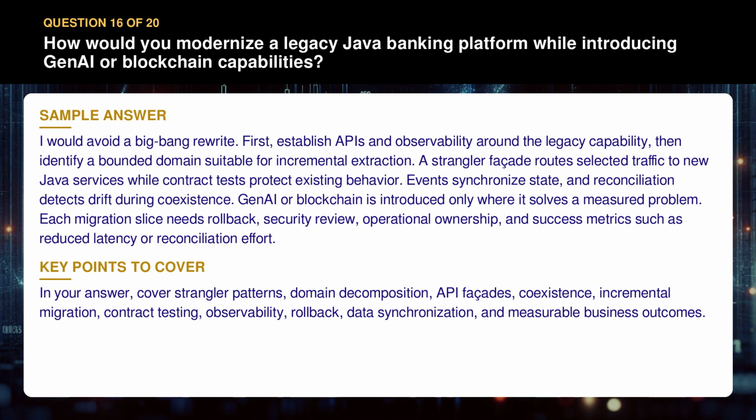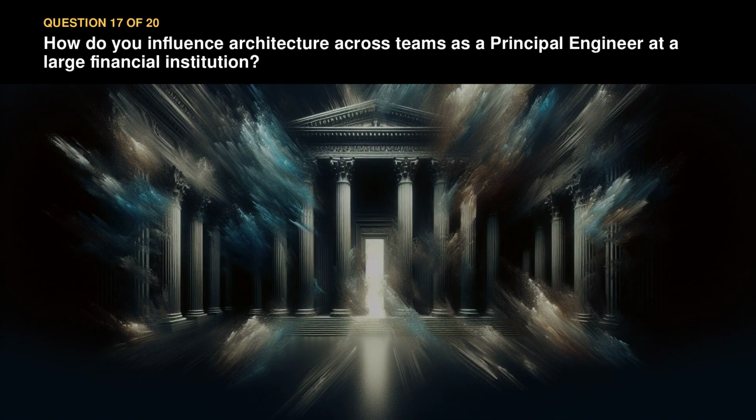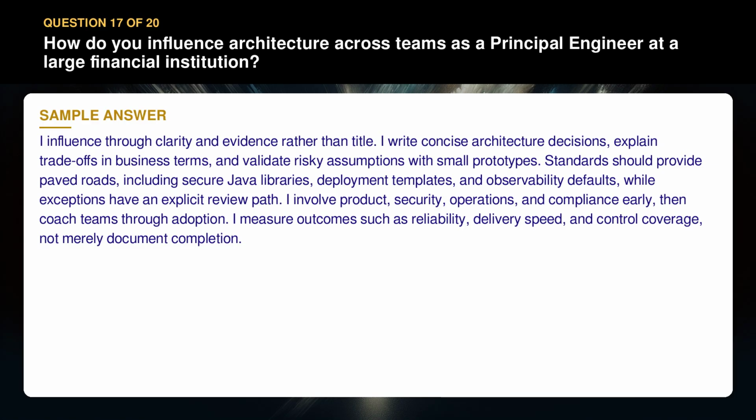In your answer, cover strangler patterns, domain decomposition, API facades, coexistence, incremental migration, contract testing, observability, rollback, data synchronization, and measurable business outcomes. Question 17. How do you influence architecture across teams as a principal engineer at a large financial institution? I influence through clarity and evidence rather than title. I write concise architecture decisions, explain trade-offs in business terms, and validate risky assumptions with small prototypes.